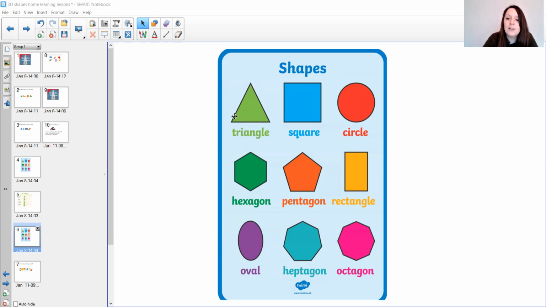So the top one here, I hope you said triangle. It's got 3 corners, 3 vertices and 3 sides. So you could draw your triangle on a piece of paper and cut it out.